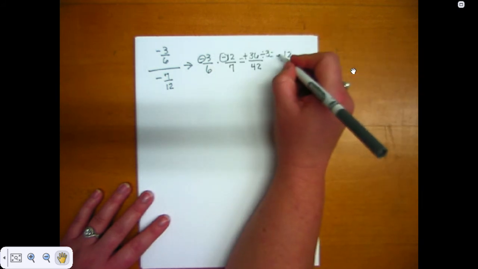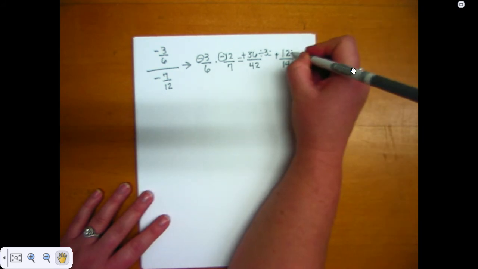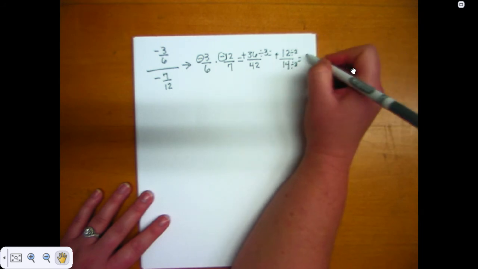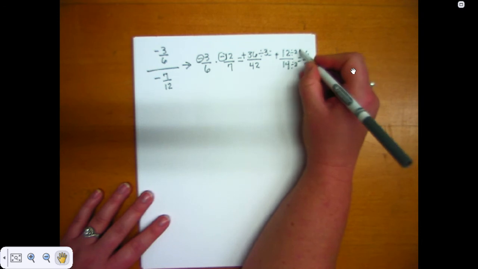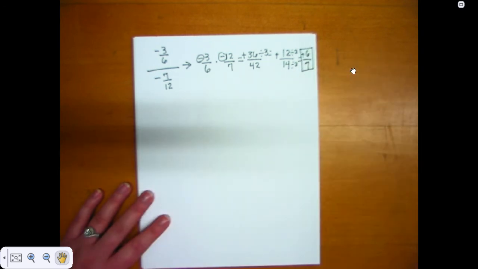Remember, it is positive. I can still divide these by 2. 12 divided by 2 is 6. And 14 divided by 2 is 7. And again, my answer is positive because my sign comes with it. So positive 6/7 is my answer.